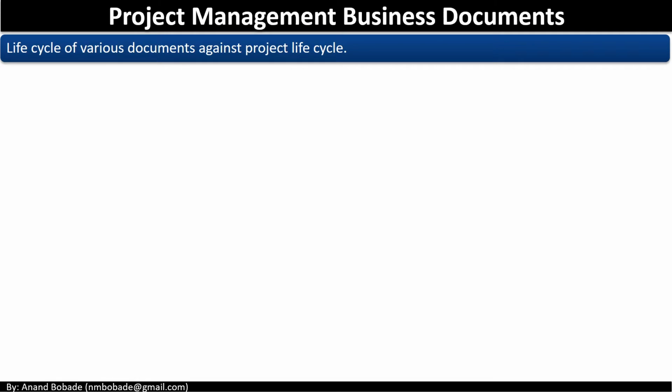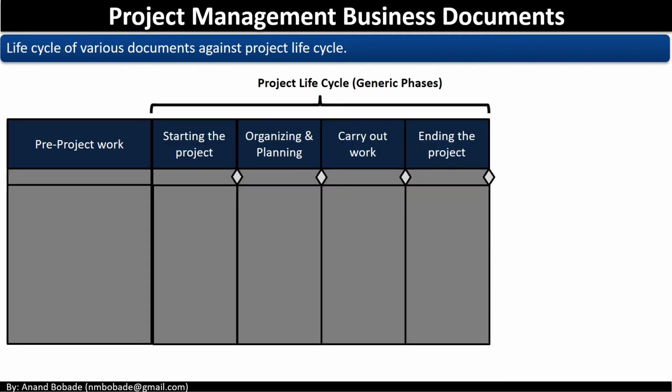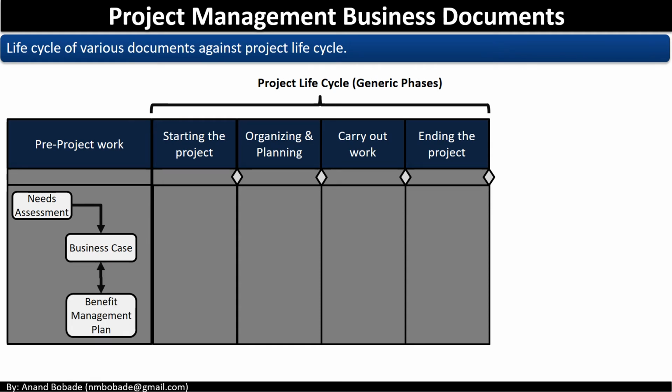Let's understand the life cycle of various documents against the project life cycle. Projects are not initiated randomly. They are initiated based on some business needs like need for change, need for improvement, or need for automation. On the screen, you can see pre-project work and the project life cycle with generic phases. This business need goes through a needs assessment, which results in a business case. Further, the business case and benefit management plan are interdependent and they are developed together. All these are pre-project activities.